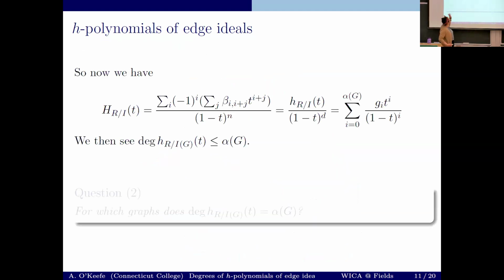So now we have these 3 expressions for the Hilbert series. The h polynomial is in the middle, we have one in terms of the Betti numbers, and then we have one in terms of these shifted face numbers. From this last expression, we see that the degree is less than or equal to the independence number of the graph. And so that's our question 2, for which we're going to give a partial answer: for which graphs does the degree achieve the upper bound.